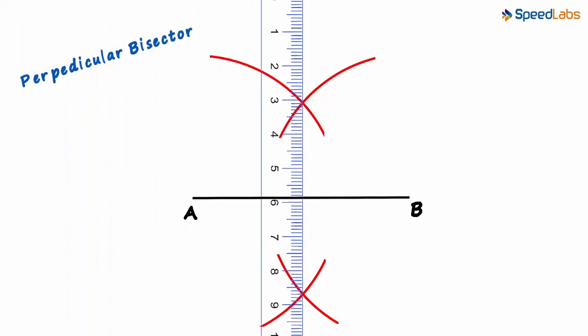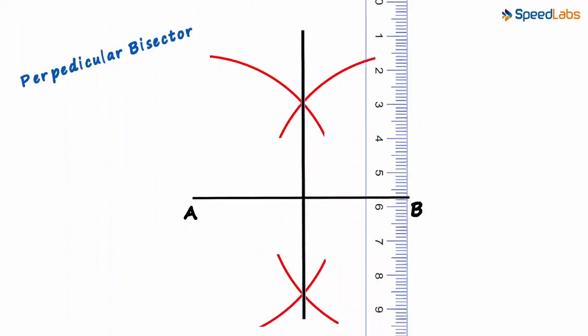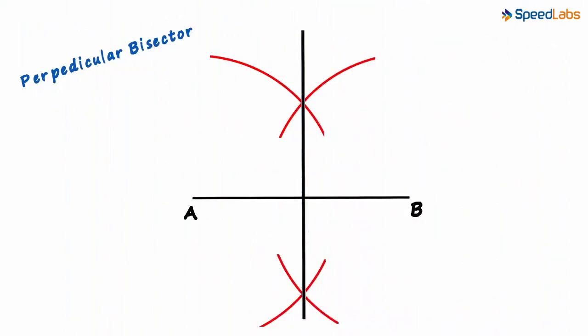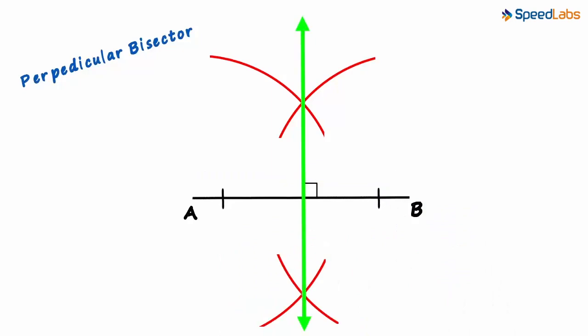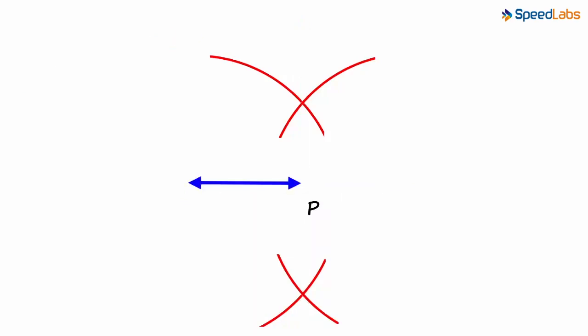Now all we need to do is join these 2 points. This line will be perpendicular to segment AB and these two lengths will be equal. This is the perpendicular bisector of segment AB. If we call this point P, we can say that the length of segment AP will equal the length of segment PB.